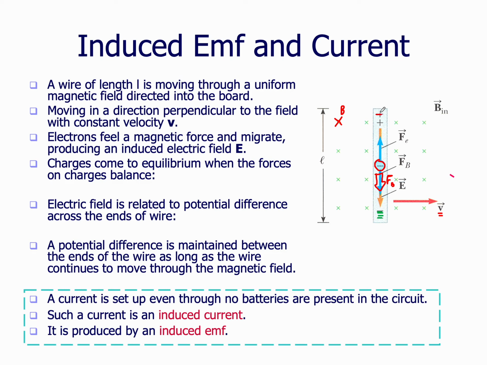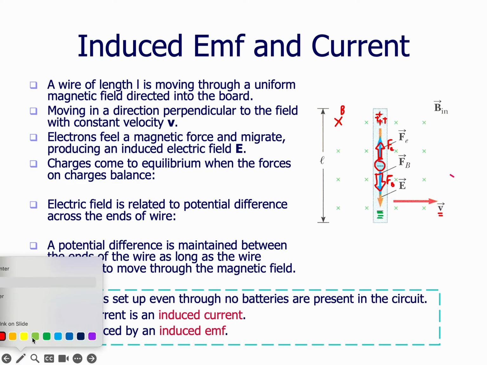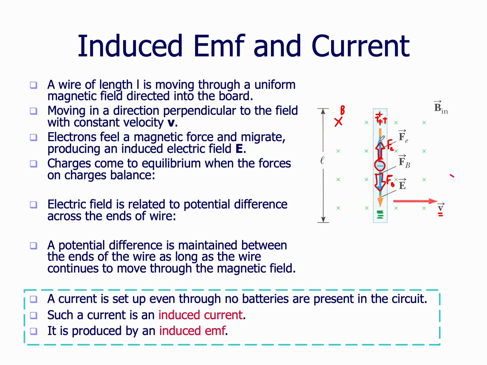Now, because of that positive charge up at top and the negative charge down below, the electron's also going to feel a force upward. Once it reaches equilibrium, we've got this force due to the electric field acting upward, F sub E, and the force due to the magnetic field acting downward. And at some point, we'll reach equilibrium. And at that instant, we'll have a constant electric field that's going to be pointing from the positive towards the bottom.